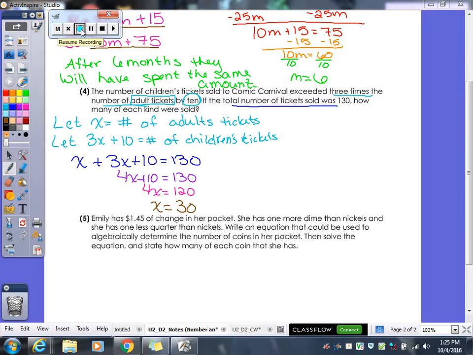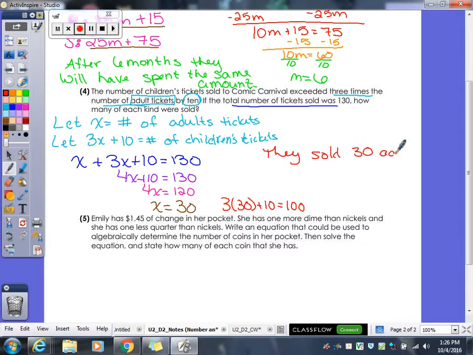So our adults tickets means they sold 30 adults tickets. How many children's tickets did they sell? Yeah. Got to go 3 times 30 plus 10. So they sold 100. So we just need to write our sentence. They sold 30 adults tickets. And 100 children's tickets.